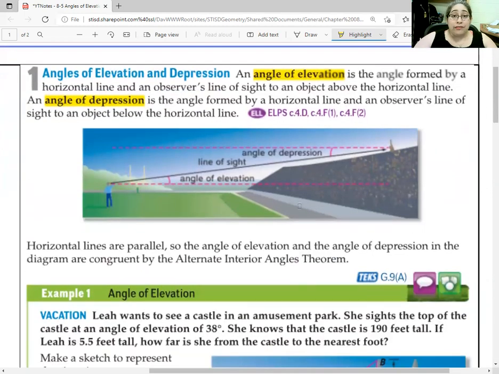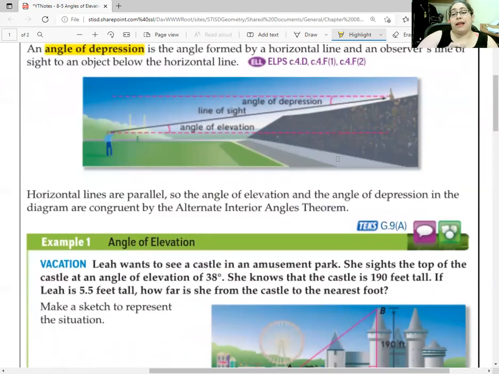Taking a look at this graphic here in our notes, we can see if someone is at the top of the stadium, their line of sight going down to the person on the field would be an angle of depression. And this guy standing on the field has to look up at the person at the top of the stands. His is an angle of elevation. These horizontal lines, where I'm just looking straight ahead, are always going to be parallel. And so we can think about angle of elevation and angle of depression in this graphic as a pair of alternate interior angles.